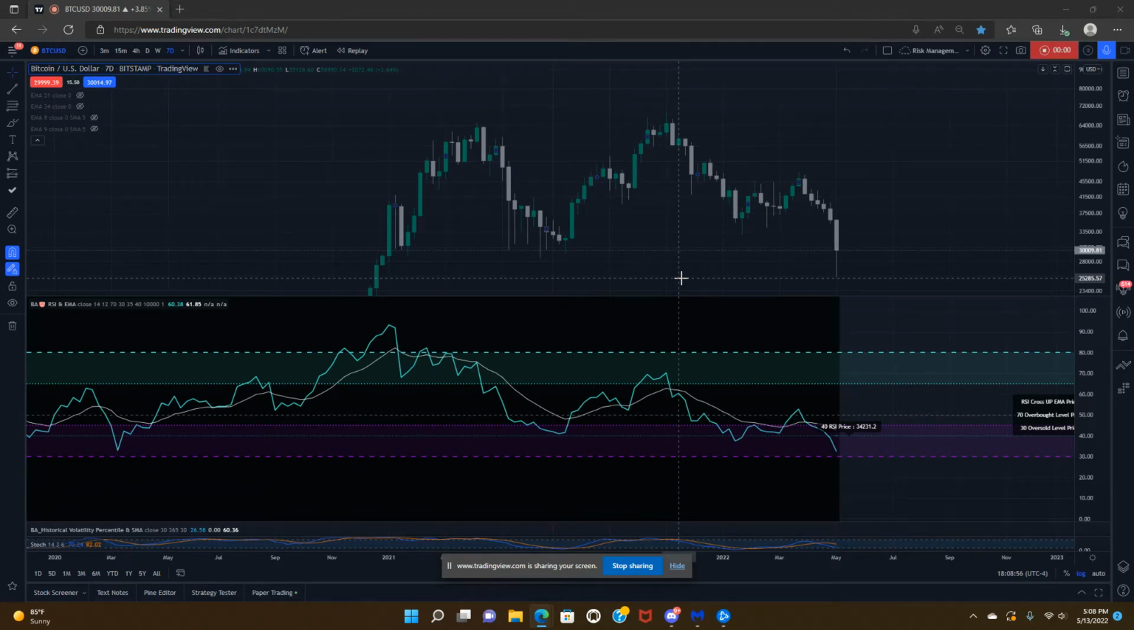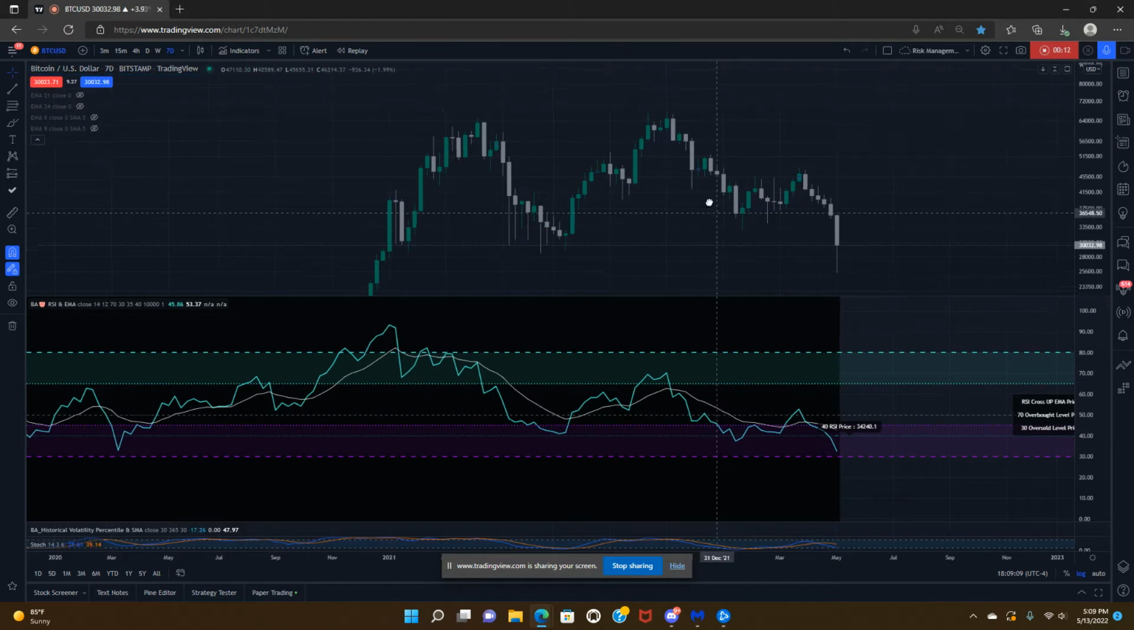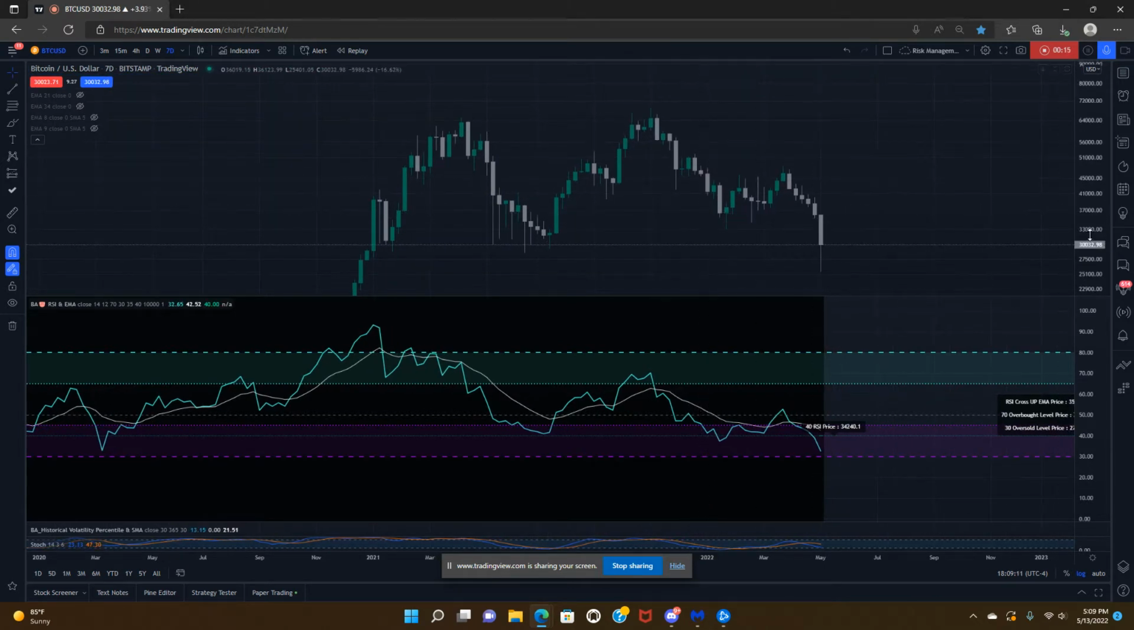I figured I'd upload another momentum indicator strategy to go along with the stochastic video I uploaded earlier. Today we'll be going over the RSI, just using a standard issue RSI indicator on TradingView. And I want to share a few pretty useful tricks that I've used on this one.